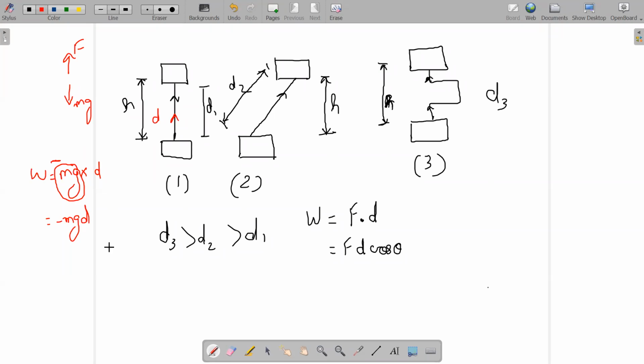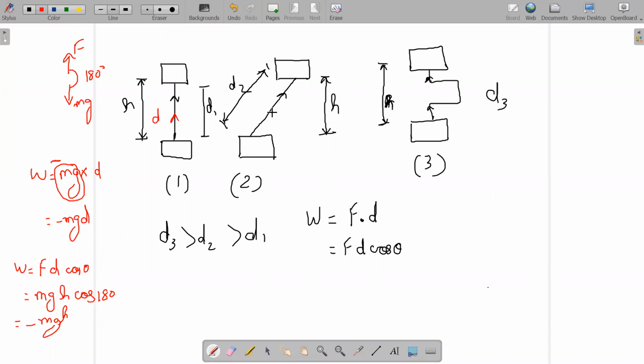And why does this come out to minus mgd? Because the angle here is 180 degrees, right? The separating angle is 180 degrees. So W equals F into d cos theta. F equals mg, d is h here, and cos theta is cos of 180 degrees, which equals minus one. So the work done is minus mgh. That is how this happens.